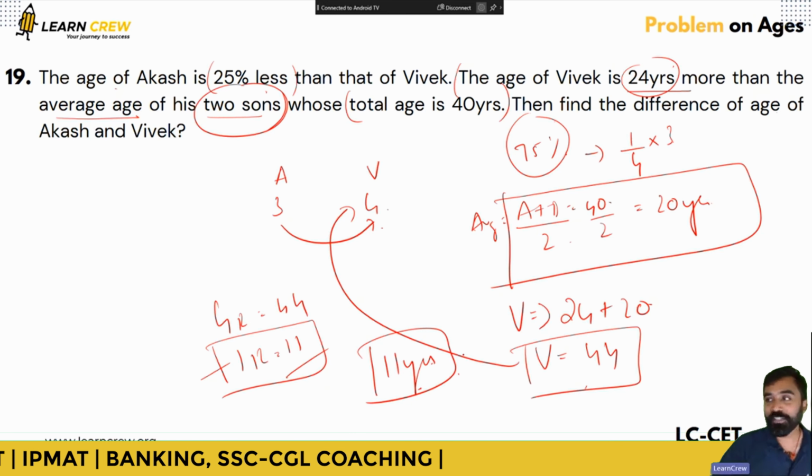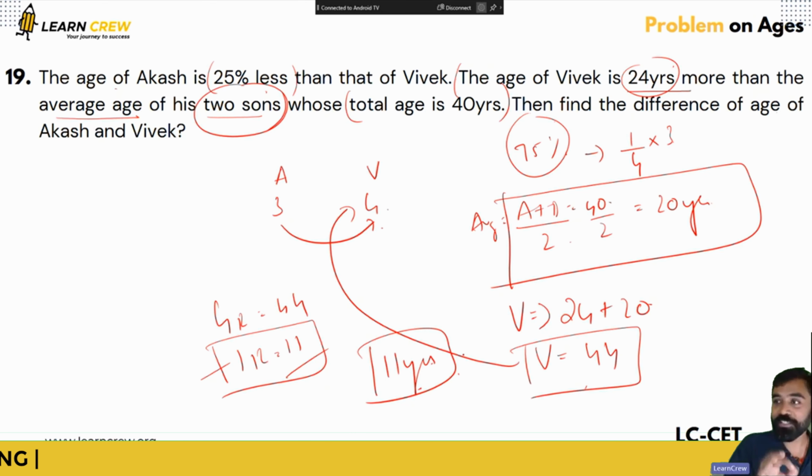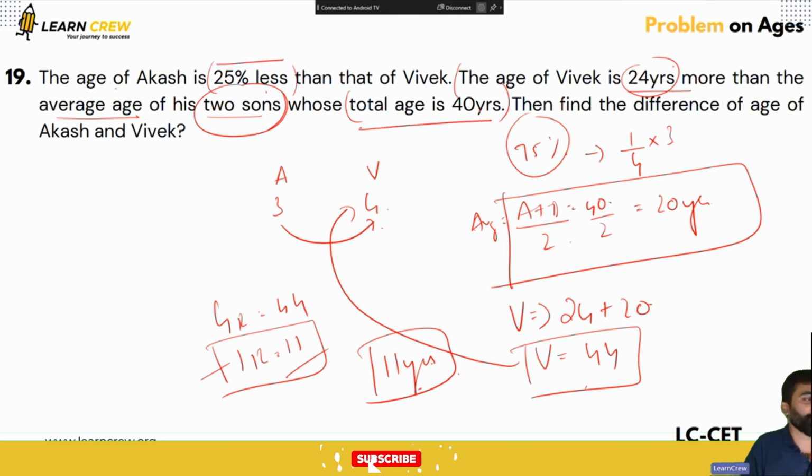Understanding? Practice it. Whatever questions I solved here, everything was solved based on your ratios. Online, any doubts in the explanation? First point is important and this point is important. 25% less means it is 75%. It can be represented in the form of a fraction as 3 by 4.